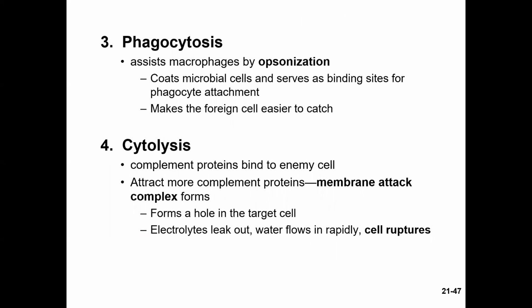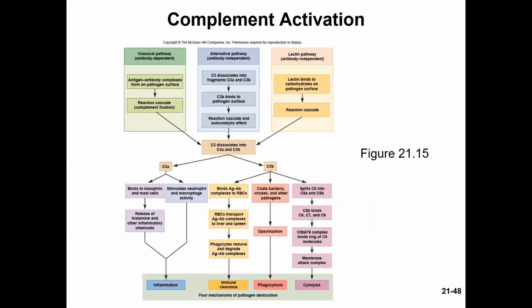In phagocytosis, this assists the macrophages by opsonization. It coats a microbial cell and serves as a binding site for phagocyte attachment. It makes the foreign cell easier to catch. In cytolysis, this is the complement protein that binds to the enemy cell. It will attract more complement proteins. The membrane attack complex forms. It forms a hole in the target cell. The electrolytes leak out. Water flows in rapidly and the cell ruptures.